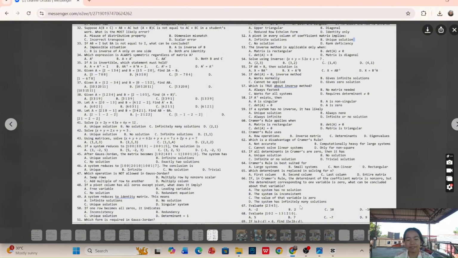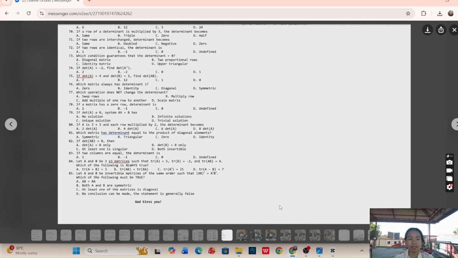Number 69. If the determinant of A, B, C, D equals 6, find the determinant of 2A, 2B, C, D. So multiplying 2 to A and to B, the correct answer from these choices is letter B, which is 12.